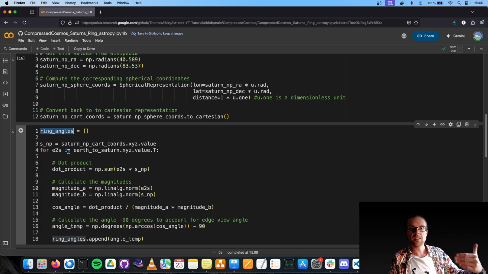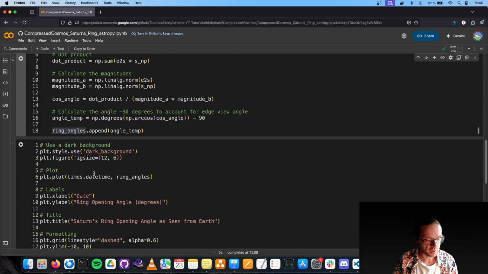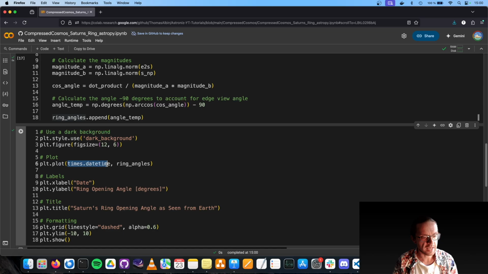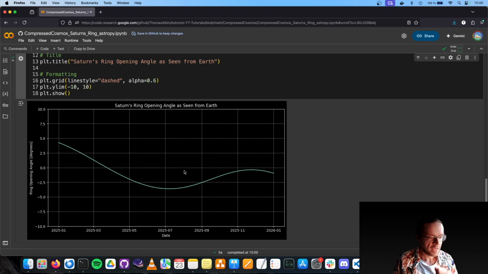And what we get is a list of opening angles between the observer and the ring. Afterwards, we can simply create a matplotlib cell where we plot the ring angles versus the date times that we defined at the very beginning of our script. Some fancy formatting and so on, executing the script. And then we see here the opening angle versus the time. We see that 0 degrees, which corresponds to an edge-on view, is at around mid to end of March this year, which corresponds to what we have seen in Stellarium.